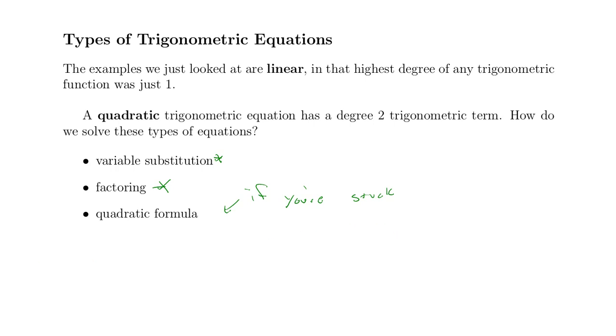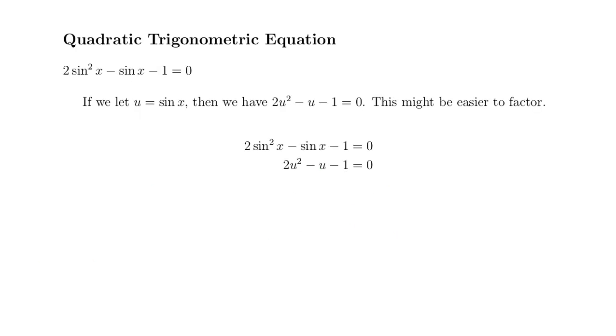All right, so let's see how this works. So I've got the setup stuff already. I'll show you what I mean by the variable substitution. So here's your equation. Notice degree 2 on the sine function here. And so we call this, hey, this is a quadratic trigonometric equation.